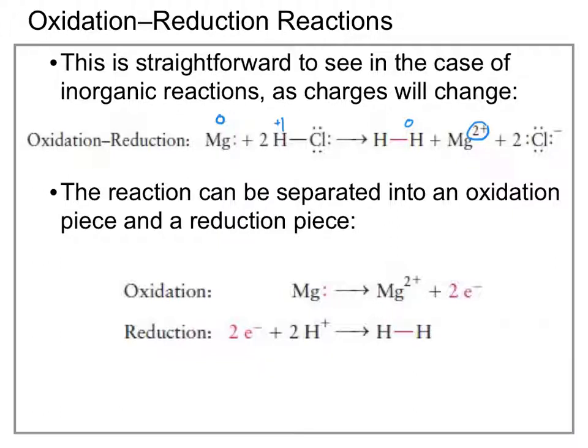And so we can separate those out. We can see that magnesium, going from a charge of 0 to a charge of 2+, is losing electrons and becoming more positive. Thus, it is being oxidized. Whereas hydrogen is going from 1+ to a charge of 0. Therefore, it is becoming more negative and gaining electrons, and so it is being reduced.